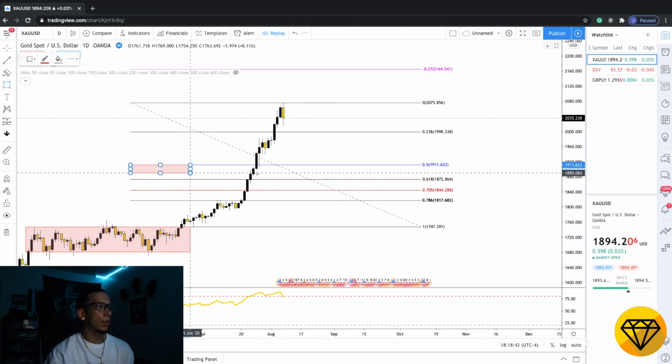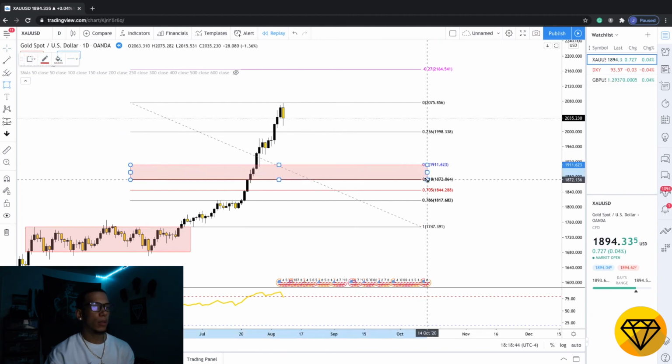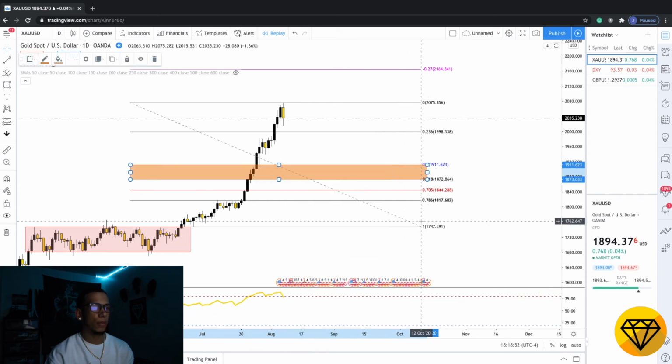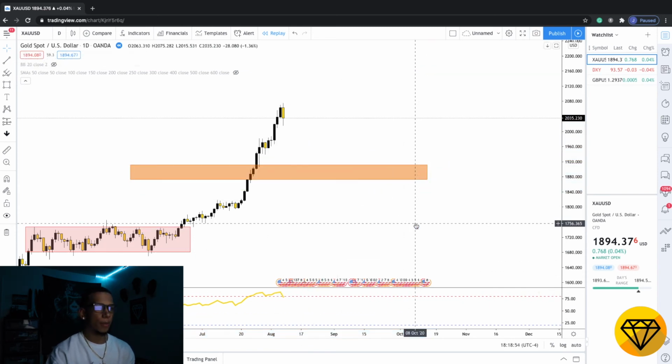Wait, let me highlight the golden zone. Boom. Make sure you differentiate from your resistance, supports, and all of that good stuff. Delete this. Let's just play it. Let's play what happens.